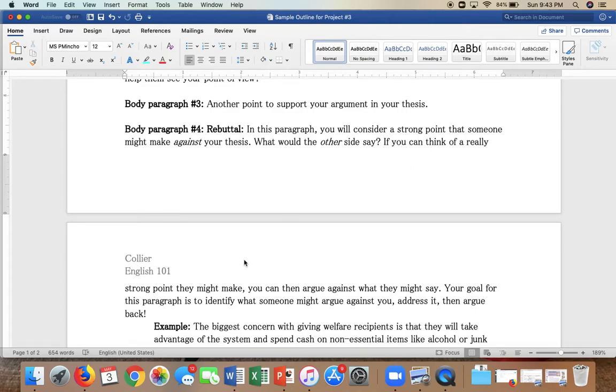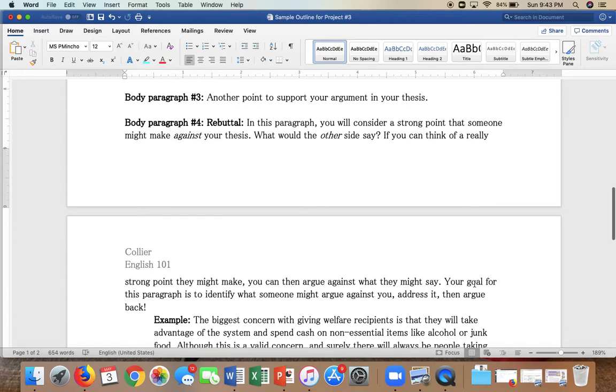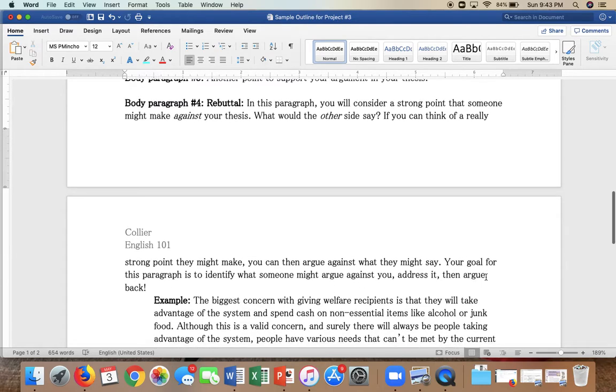If you can think of a really strong point they might make, then you can argue against what they might say. Your goal for this paragraph is to identify what someone might argue against you, address it, and then argue back. So you get to just start arguing back with your opponents.